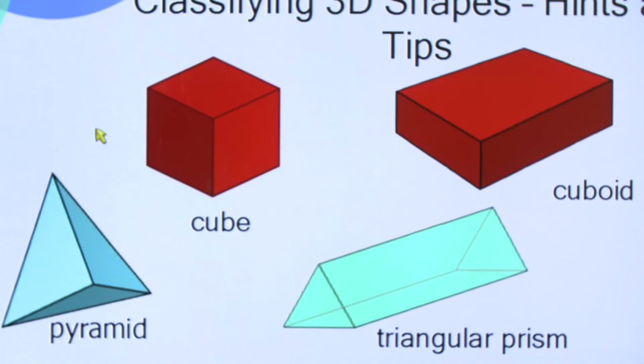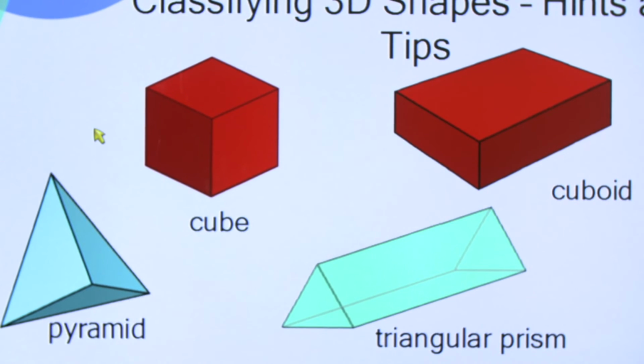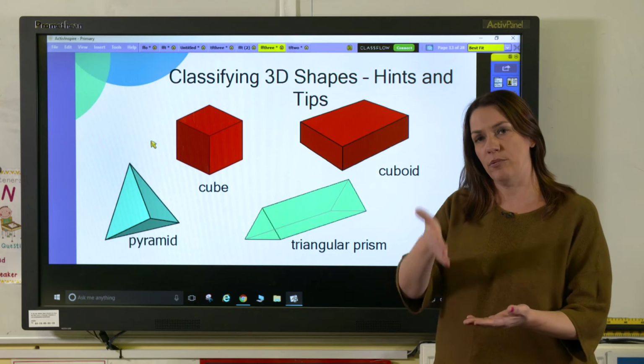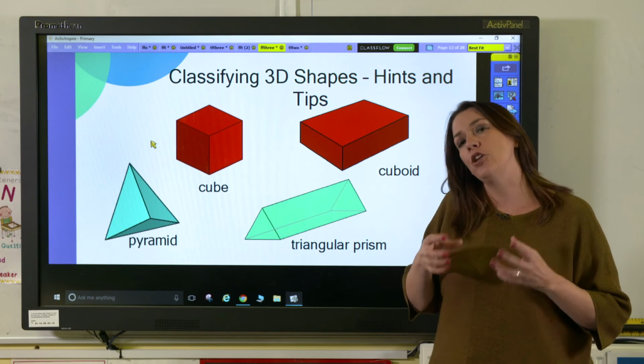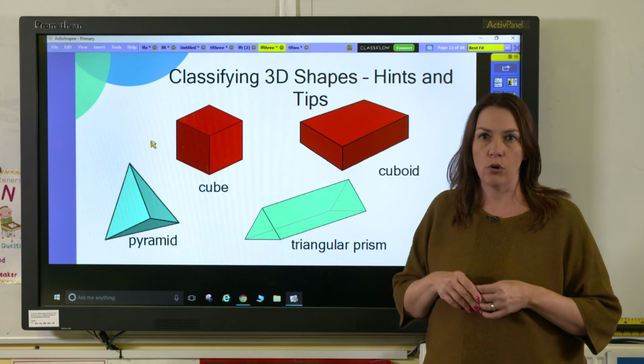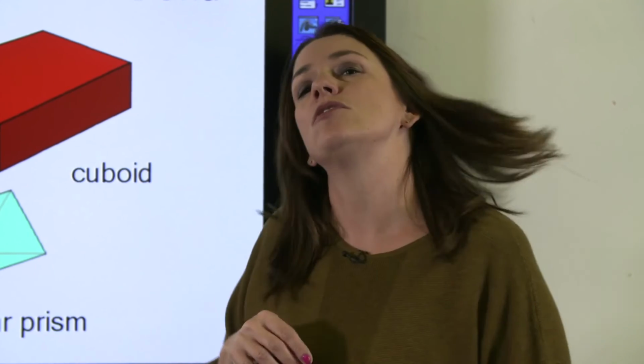With the triangular prism, one really good tip is to think about if you chopped the triangular prism through the middle, it would be the same shape all the way through, and you can model this using a very famous chocolate bar. So there you go, there's just a few little tips and tricks for teaching 3D shape.